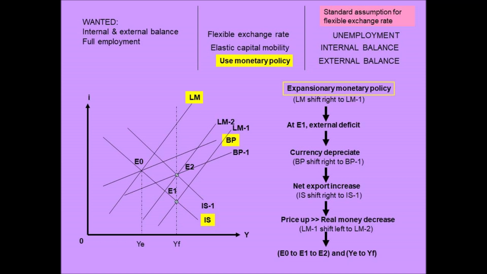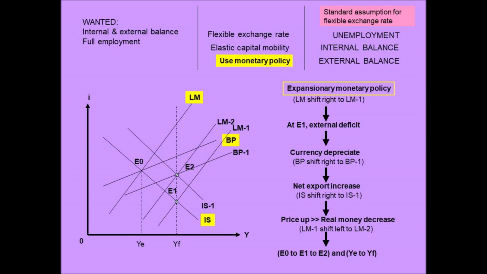So under the flexible exchange rate, when you have an external deficit, your currency will depreciate. Currency depreciation means BP shifts, and exports become more competitive. Therefore, you have a net export increase. Net export increase will cause your IS curve to shift to the right. So IS shifts to IS1.